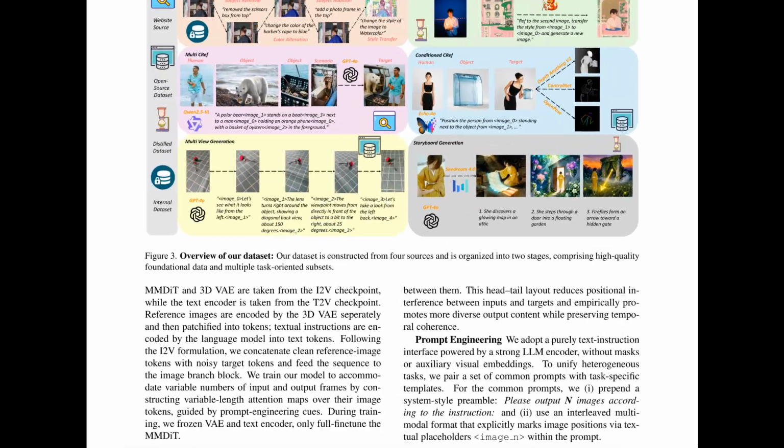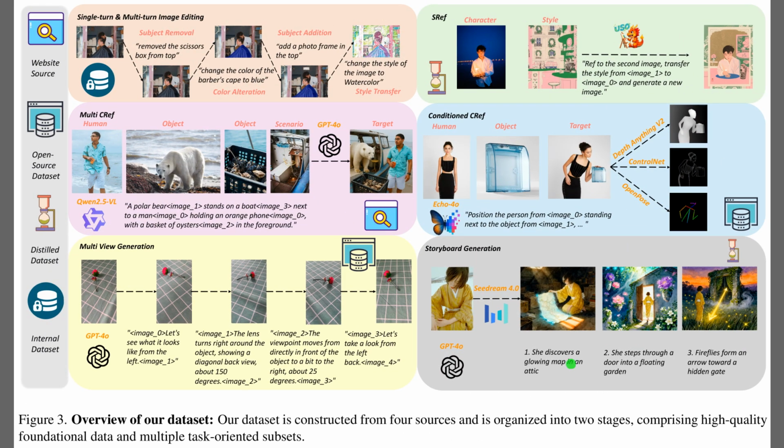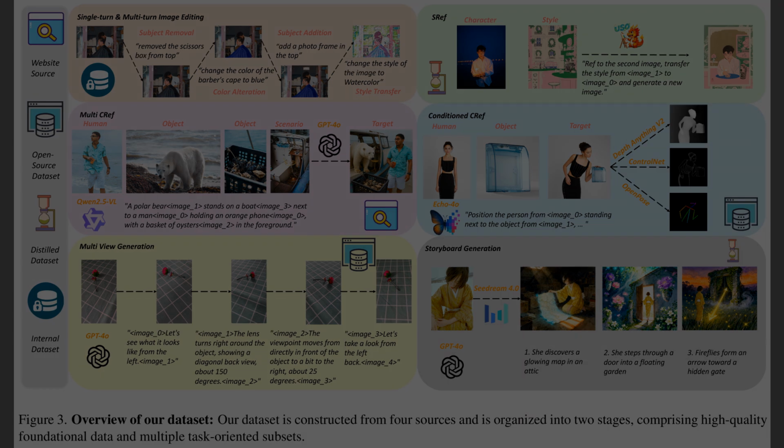Figure 3 explains how the training data covers all the complex behaviors this model needs to learn. The left side stacks 4 data sources, from open web images to carefully distilled internal sets, so the model sees both raw diversity and cleaner supervision. The top panels focus on single-turn and multi-turn editing plus style and reference-based transfers, which teach consistent identities and styles. The bottom panels add multi-view generation, meaning the same object is seen from different camera angles, and storyboard generation, where text-linked image sequences teach long-range story coherence.